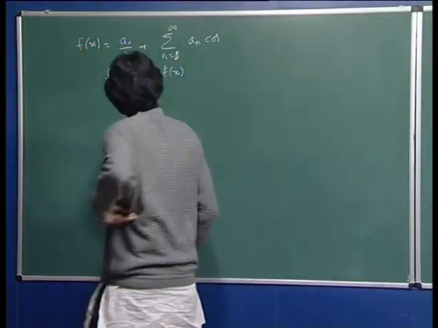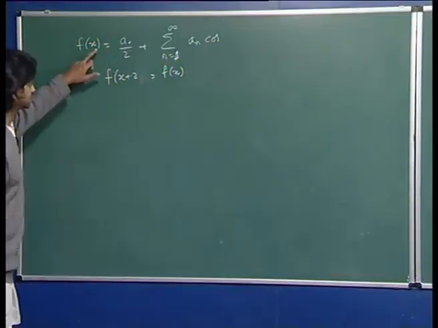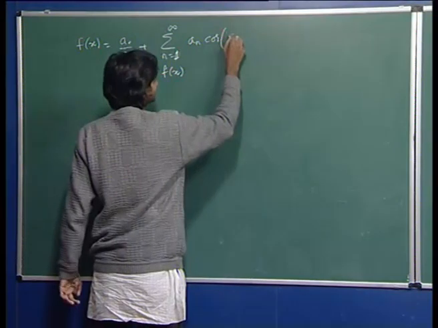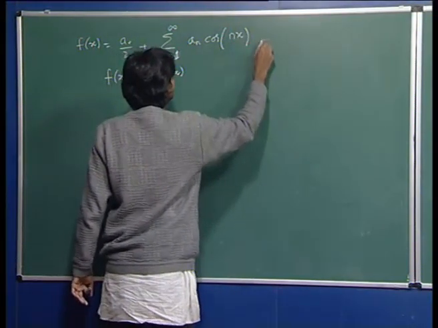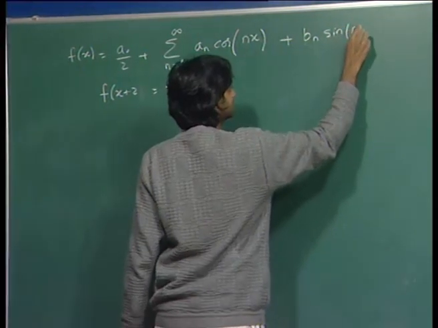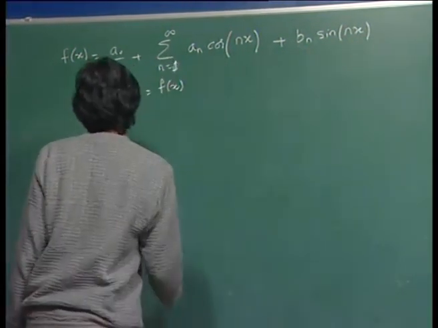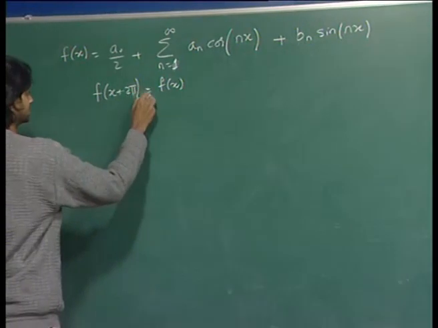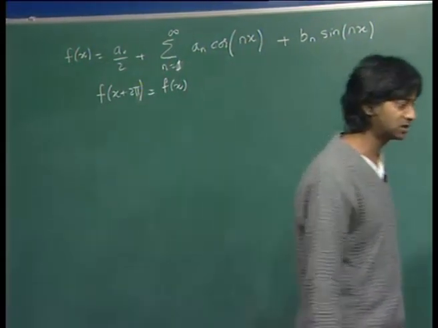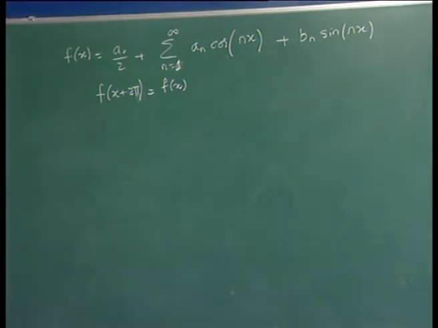So, if L equal to pi, you can show that your Fourier series becomes cos, now you have n pi x divided by pi, so that is just n x, plus b n sin n x. And in this case, f of x plus 2 pi is equal to f of x. And this is also a very common form of Fourier series that is seen in various applications.